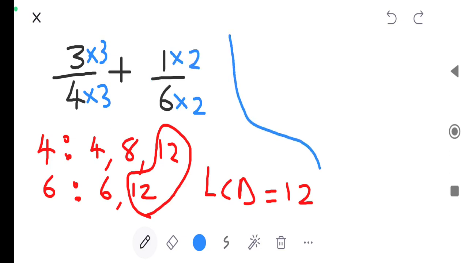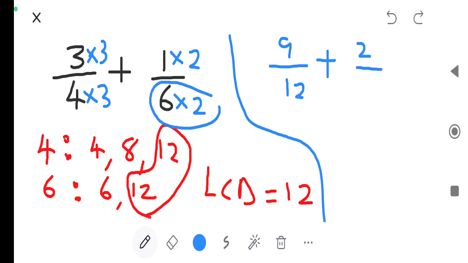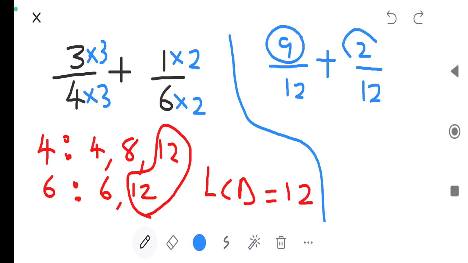Then you multiply. 3 times 3 is what? 9. Over 4 times 3 is what? 12. Plus 1 times 2 is what? 2. Over 6 times 2 is what? 12. Then you add the numerators together. You do 9 plus 2. That will give you 11. You write only one denominator, which is 12. So the answer becomes 11 over 12.